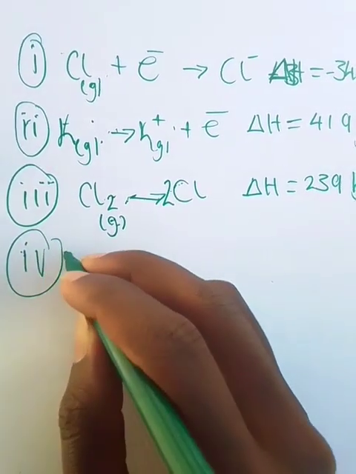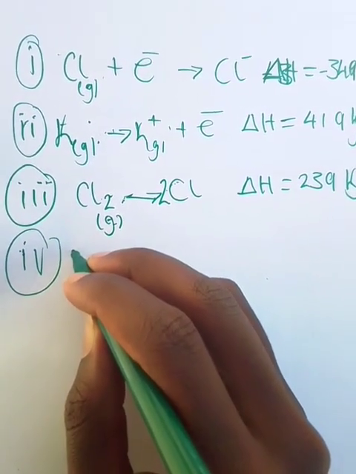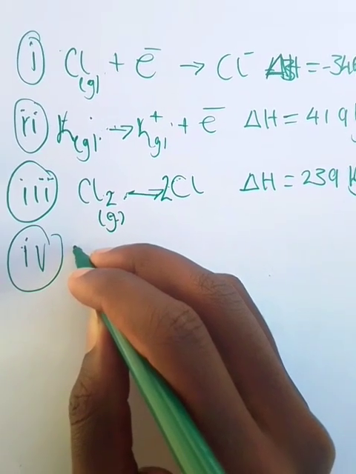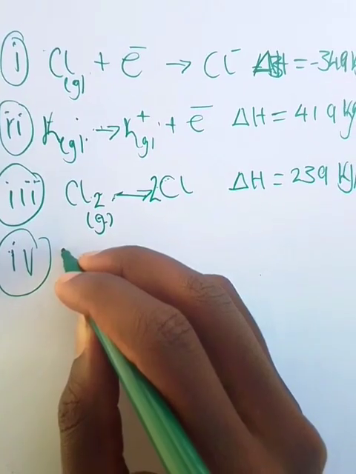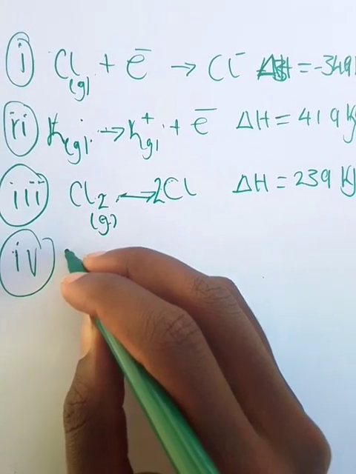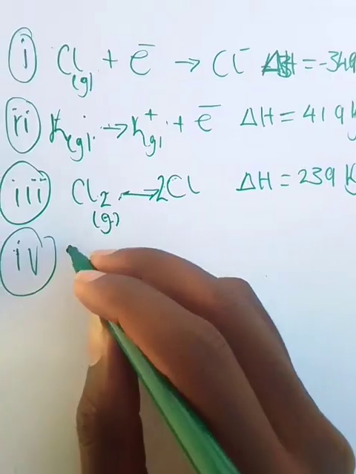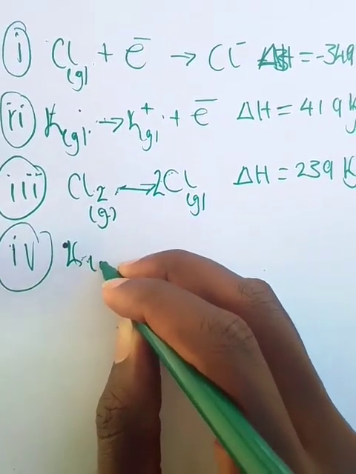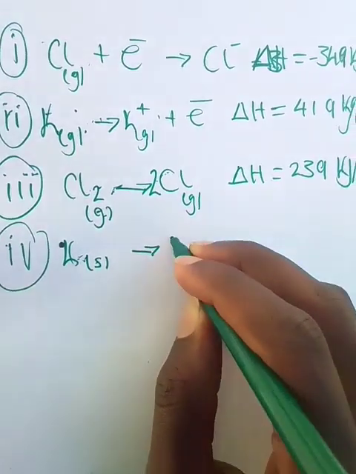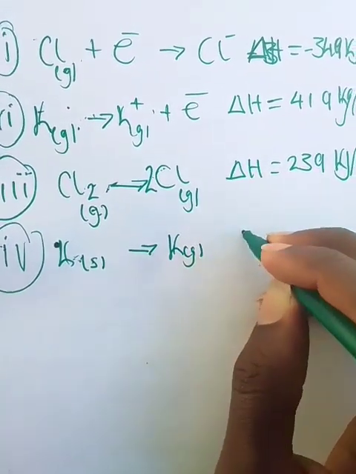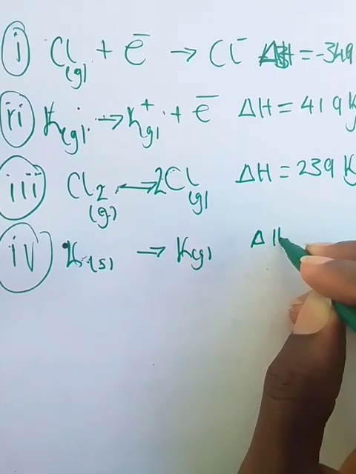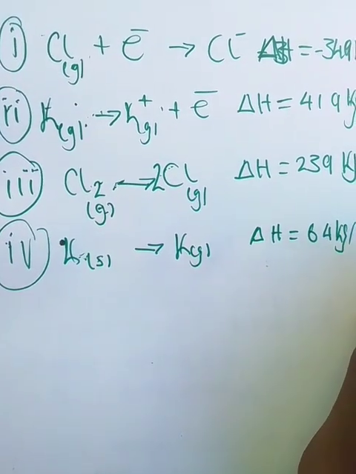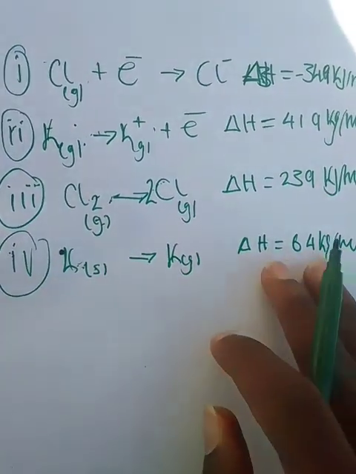The fourth one is sublimation energy. Sublimation energy for potassium. Now, sublimation is when you convert a solid to gas, right? So potassium, which is initially a solid, when we convert it to gas, the energy that is required is 64 kilojoules per mole. Okay, so right here.